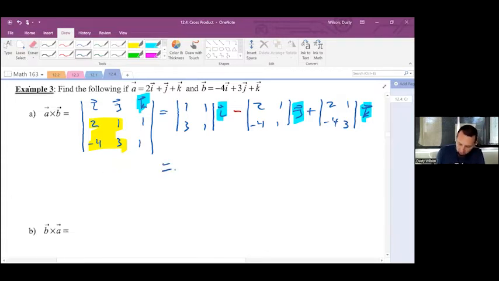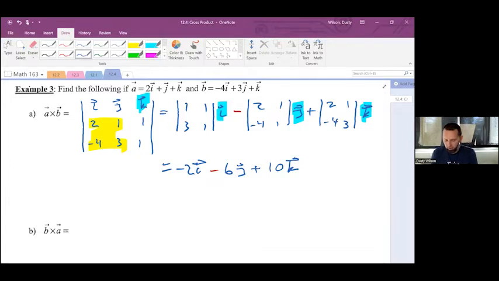Expanding this out, we'll have, in front of our i, 1 minus 3, or negative 2i, minus, this is the minus that's built into the formula, 2 minus 4, or 6j, plus 6 minus 4, or 10k. So A cross B in this case is negative 2i minus 6j plus 10k.